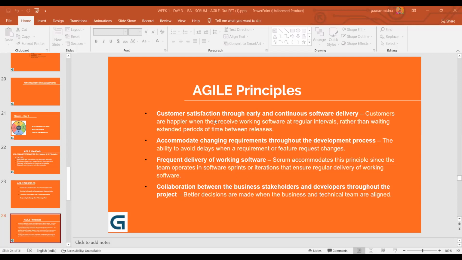So, do you want to learn about it? Let me ask you first. Yes. Okay, super. Because you want to learn, you are going to explore it soon along with us. The second one says: accommodate changing requirements throughout the development process. That is, the ability to avoid delays when a requirement or feature request changes.